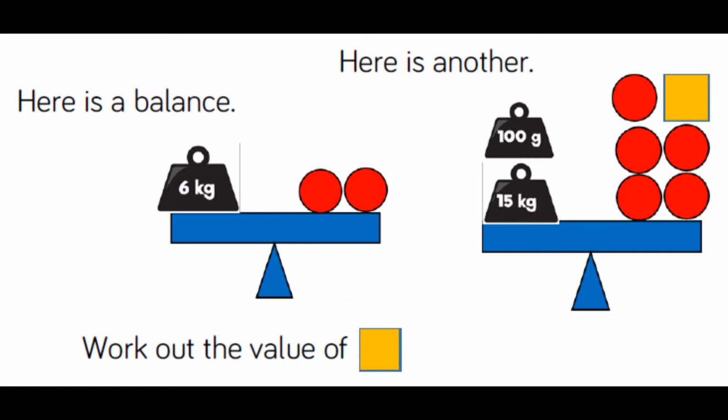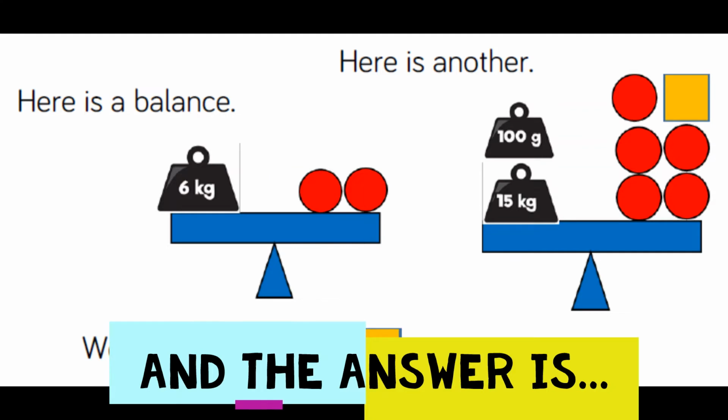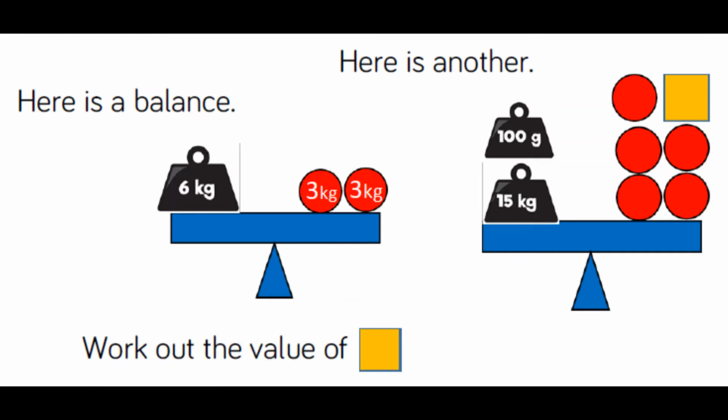Pause the video, have a think, and then I will reveal the answer. Okay, and the answer: each red circle is worth 3 kilograms, because 3 and 3 make 6, so that would make the scales balance. So we know that each red circle is worth 3 kilograms. Let's put that onto the other scales on the other side too. So here we can see that all of the red circles are worth 3 kilograms.